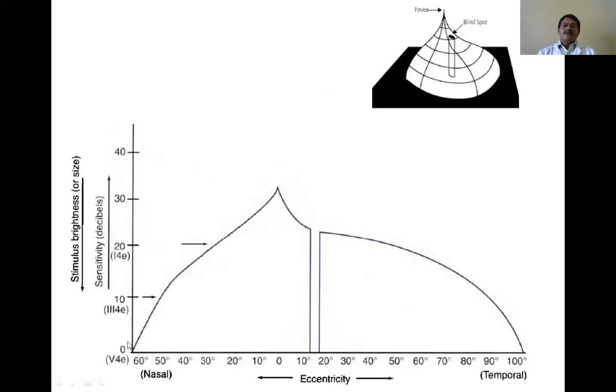This hill of vision corresponds to the distribution of the cones. The cone distribution decreases toward the periphery and peaks at the fovea centralis, which contains only cones and has the highest sensitivity, usually 32-34 decibels here. Compared with that, it decreases toward the periphery.